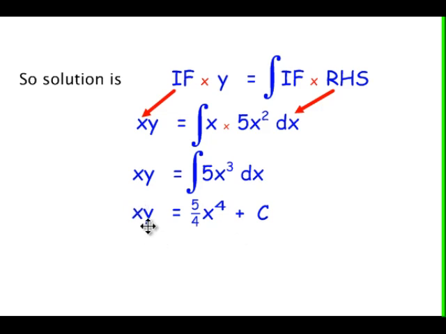To then find what y is, we divide all through by x. So y is equal to 5 over 4x cubed plus c over x. And this is the general solution of the differential equation.